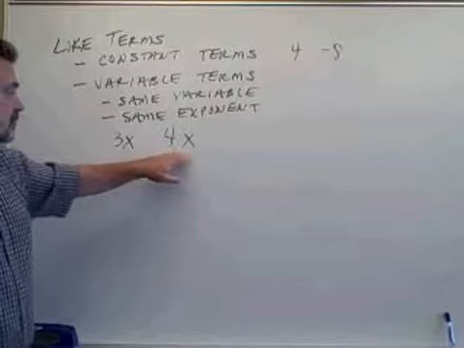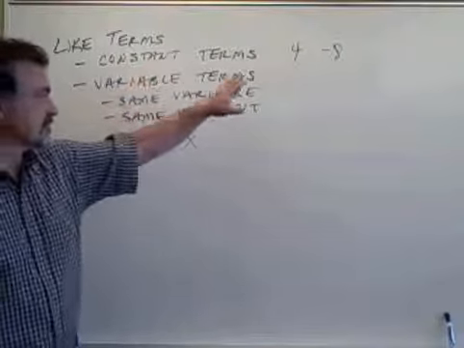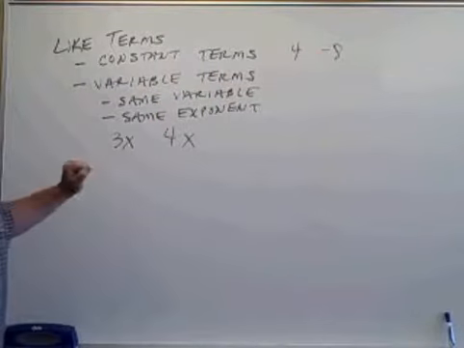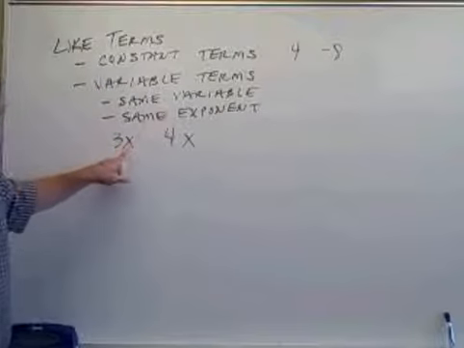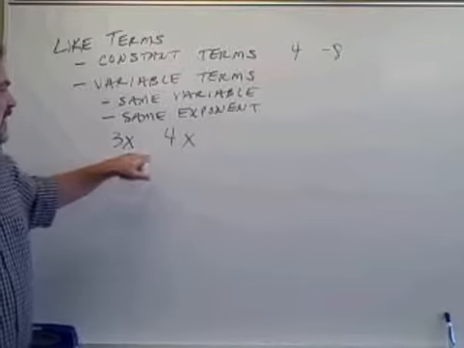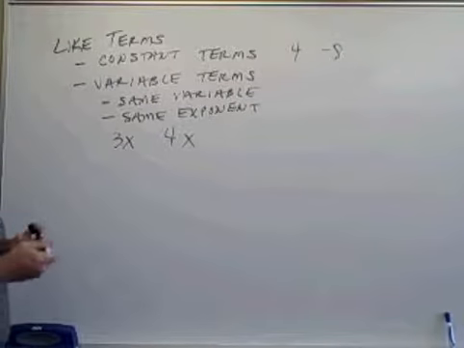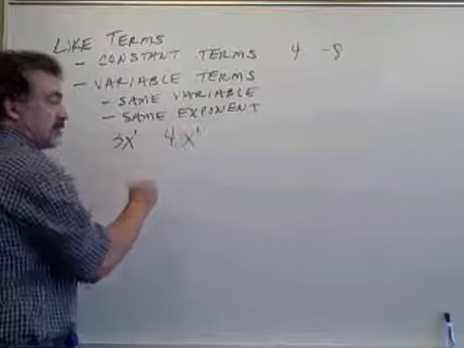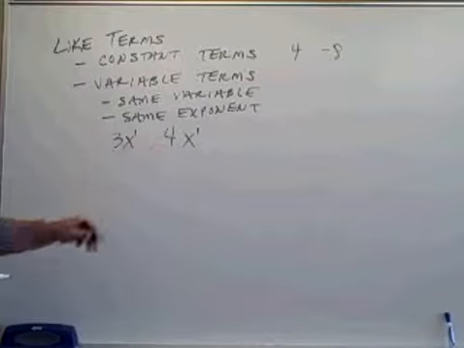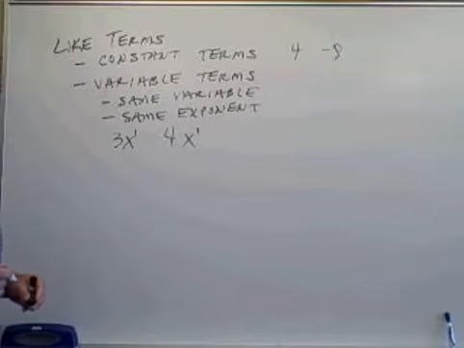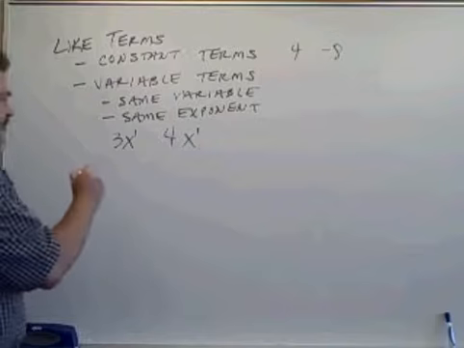They are variable terms. They contain a variable. They're not constants. Constant terms don't have a variable. They're variable terms. They have the same variable, x, and those x's have the same exponent. Because remember, when no exponent is written, the understood exponent is 1. So there's a pair of terms that are considered to be like terms.